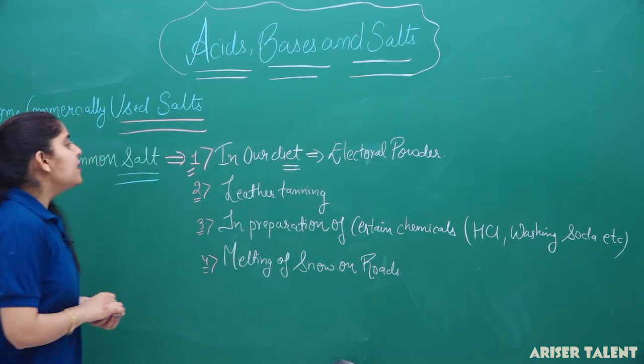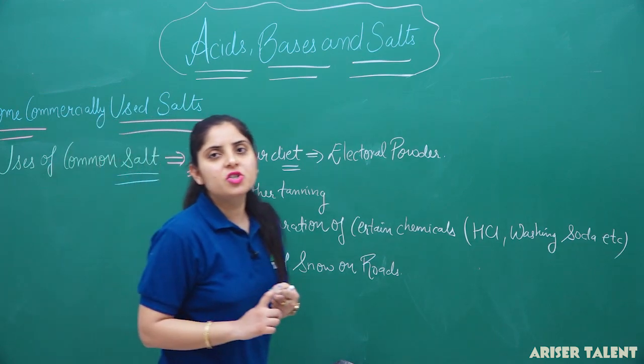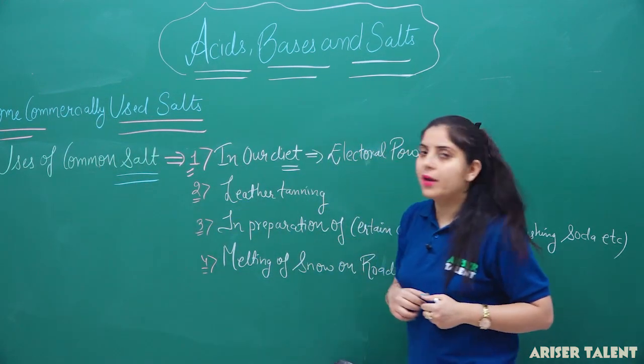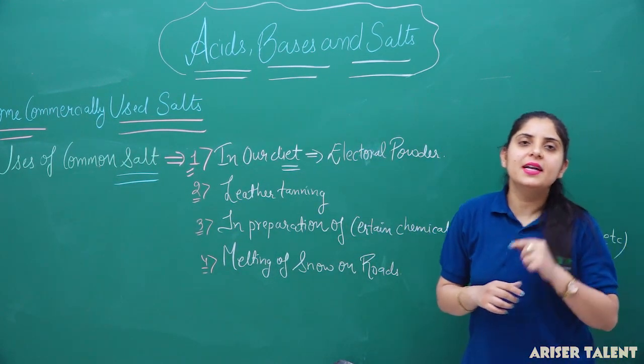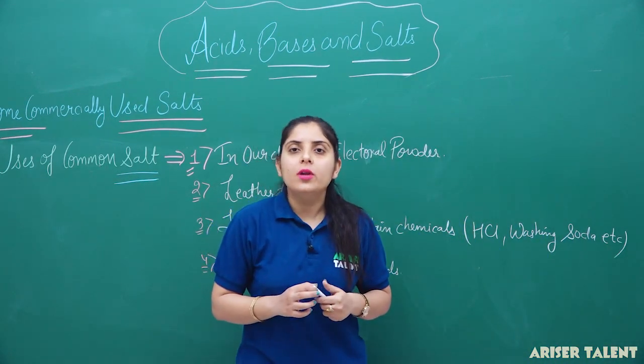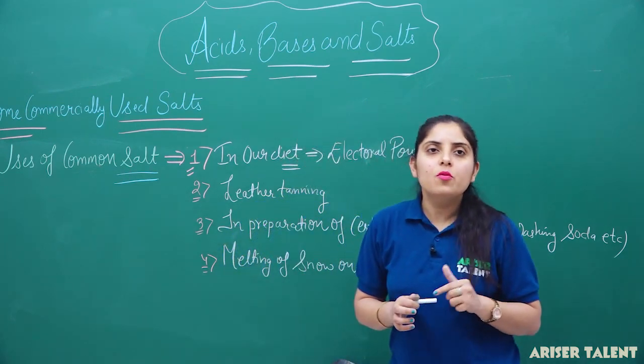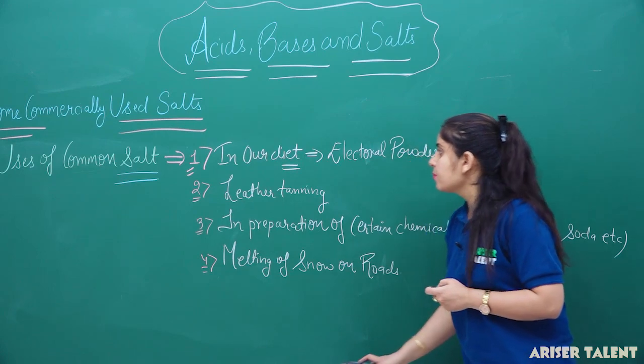So here are some of the basic uses of common salt in our daily life. Our first commercial salt is sodium chloride. Now we are moving to our next category of salt, and our next salt in this category will be sodium hydroxide, that is basically known as NaOH. So now we are moving to our next salt.